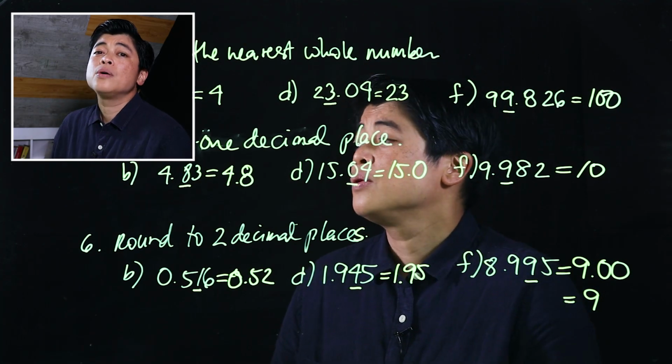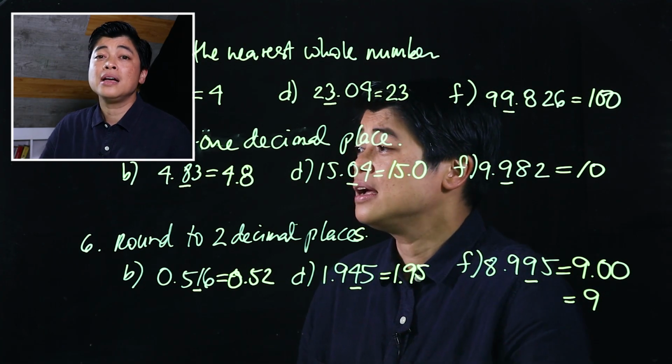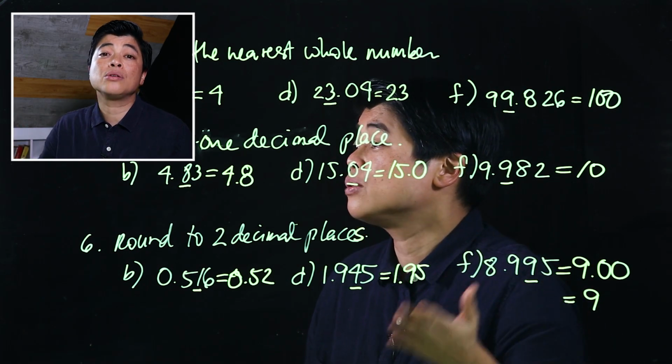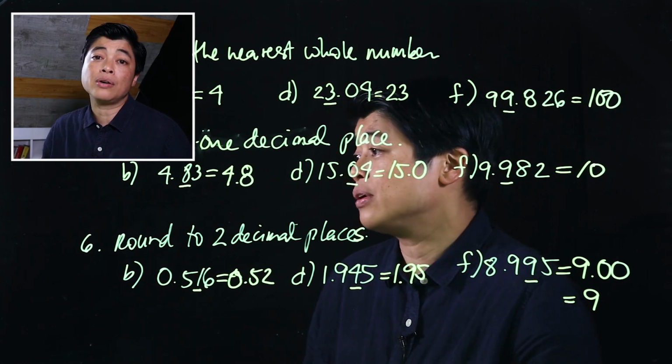So again, when you end with decimals, the zeros after the decimal point technically don't need to be written down anymore.